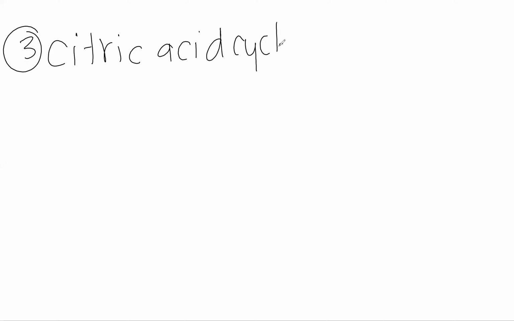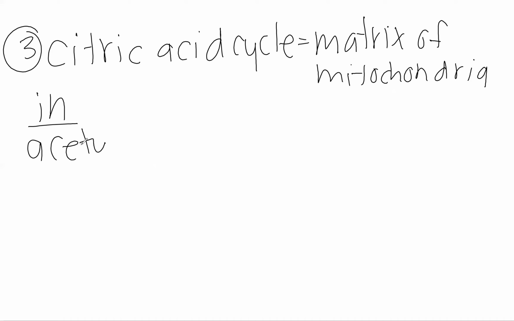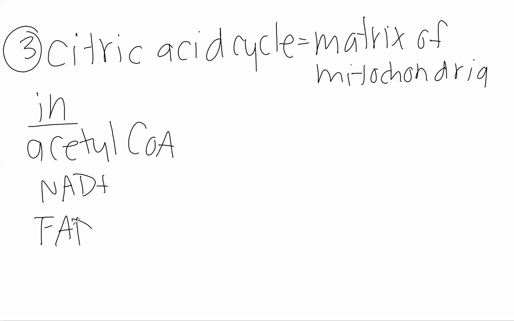Our third step is the citric acid cycle. And this occurs in the matrix of the mitochondria. What goes in? We have acetyl-CoA that we just got from the prep reaction is going to go in. And then we're going to have 2 electron carriers, NAD+ and FAD.